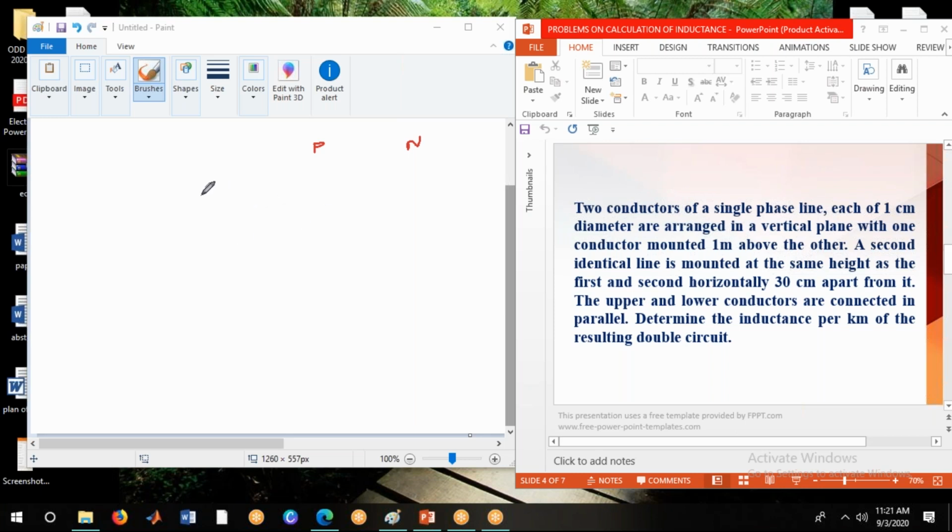So we have to take the two conductors, conductor A and A dash, each having 1 centimeter diameter, in this vertical plane with one conductor mounted 1 meter above the other. So the distance between these two is 1 meter.